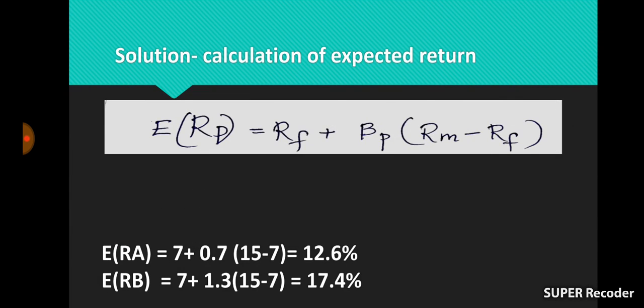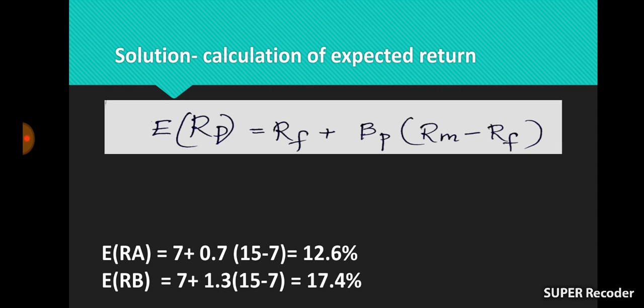Firstly, let's calculate expected return by using the capital asset pricing model equation. The equation is expected return of portfolio equals RF plus beta P into (RM minus RF). Here, RF is equal to 7 and RM is equal to 15. It is the same for both the portfolios, and beta factor of portfolio A is 0.7 and beta factor of portfolio Z is 1.3. So we can calculate expected returns by applying this equation.